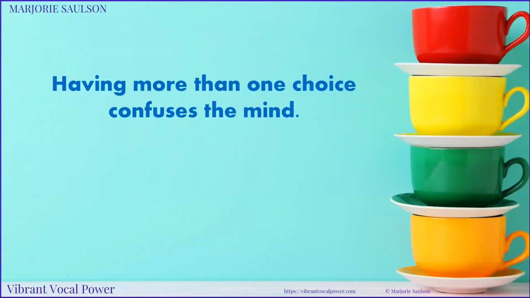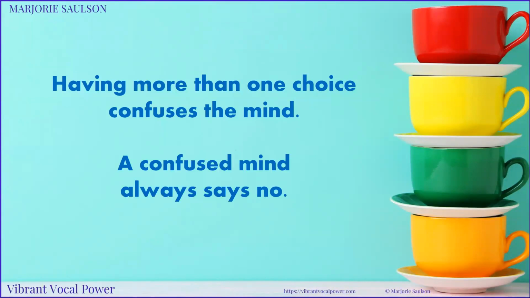Having more than one choice confuses the mind. Should I do this thing or that thing? Should I do this first? Should I do that first? Should I do that second? Should I do that third? A confused mind always says no. They're so busy trying to figure out which thing they should do first, they don't do anything. That's no good. You want somebody to do something, so basically you want to give them one thing to do that will move them a step forward as part of your community.